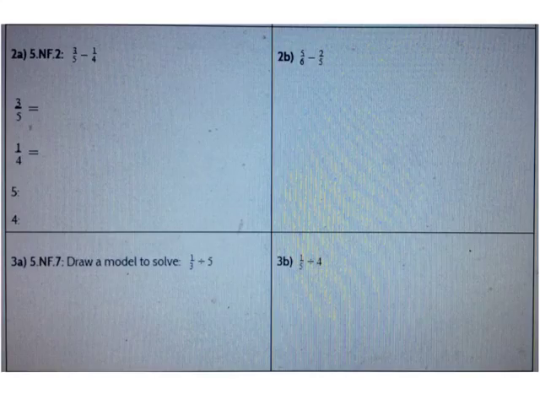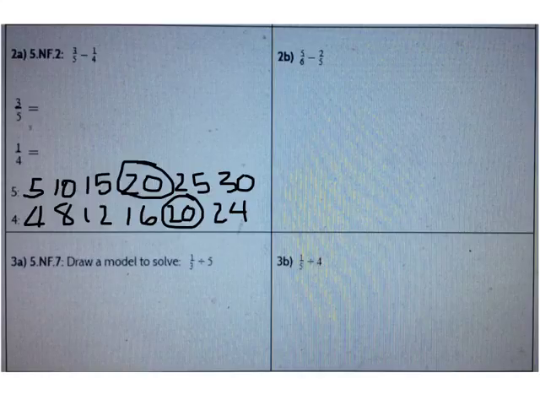Now let's do a subtracting fractions problem. What is 3/5 minus 1/4? I can't subtract these fractions like they are because they don't have the same denominator. So the first thing I need to do is find the least common denominator. What is the least common denominator of 3/5 and 1/4? List your multiples and figure that out now. The least common denominator is 20.